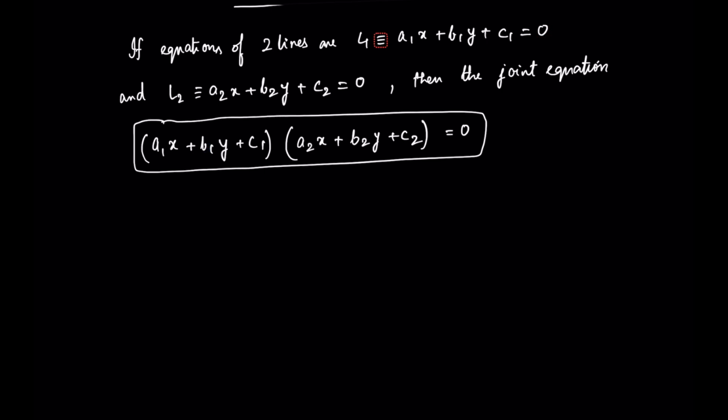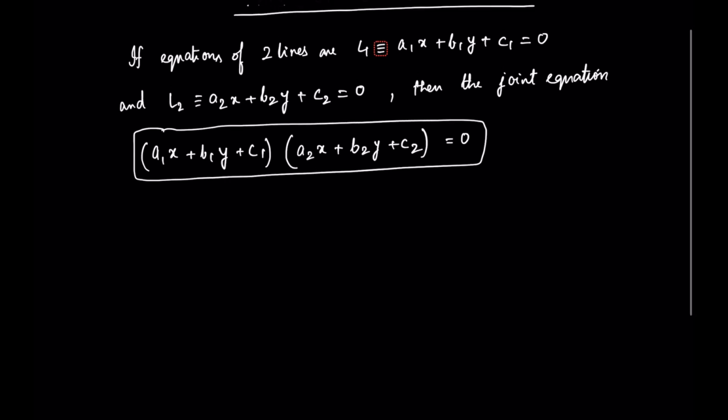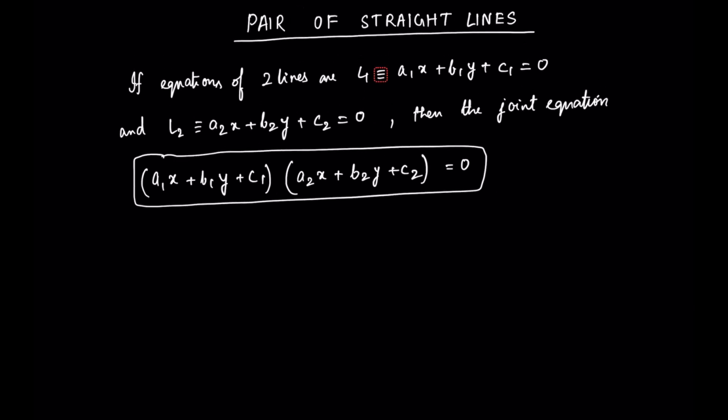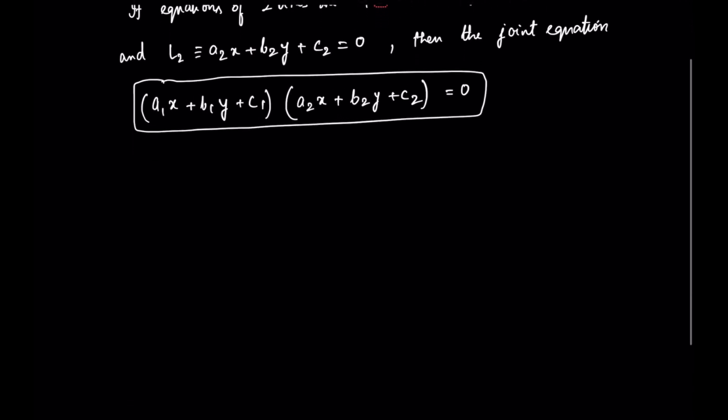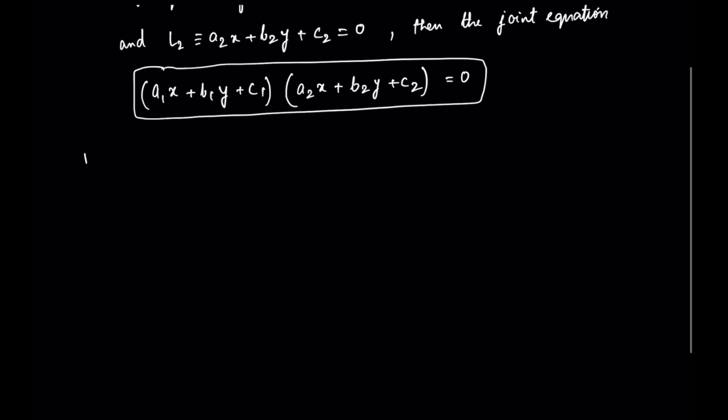So A1x plus B1y plus C1 multiplied. This is one line, this is one line. This is the way of representation, students. A pair of straight lines is nothing but a way of representing two lines together. And when we go ahead, we will be seeing family of lines and all that. Correct. So I'll take a quick example.